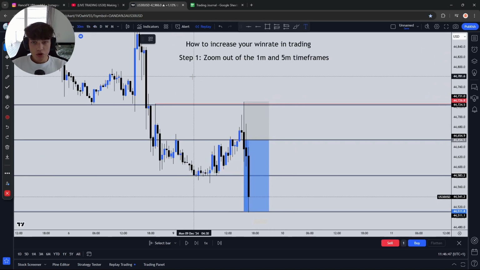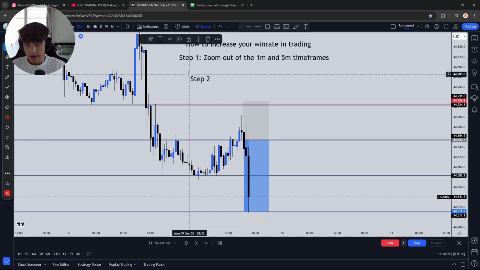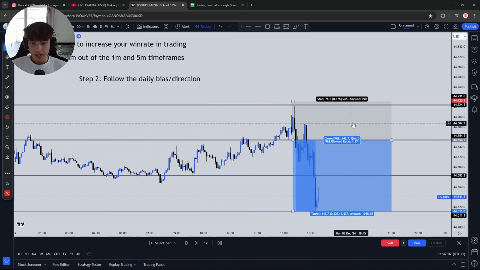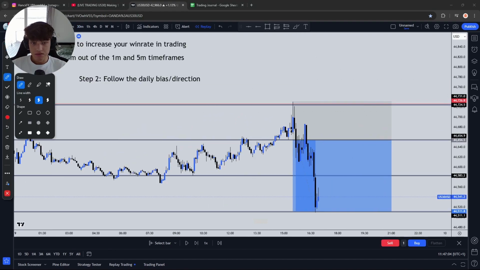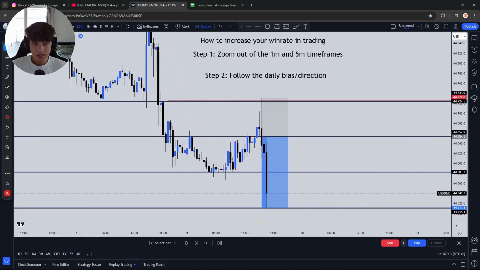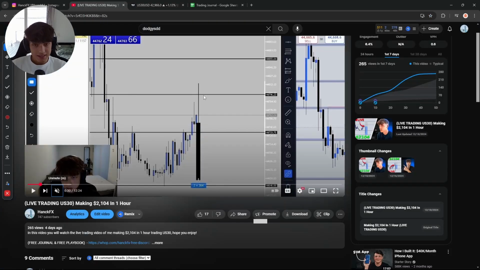So step number 2 goes pretty much hand in hand with step number 1, and that is to follow the daily bias slash direction. So instead of getting in on the 5 minute, getting in buys here, anticipating this massive move to retrace this whole move, instead just focus on taking sells only, focus on anticipating the move, because we are in an overall bearish trend.